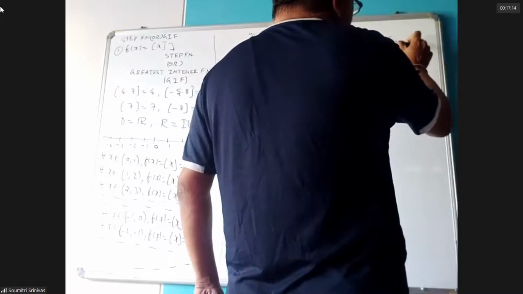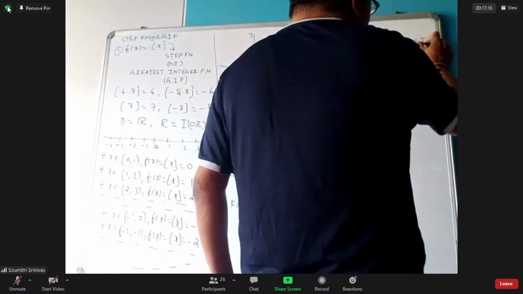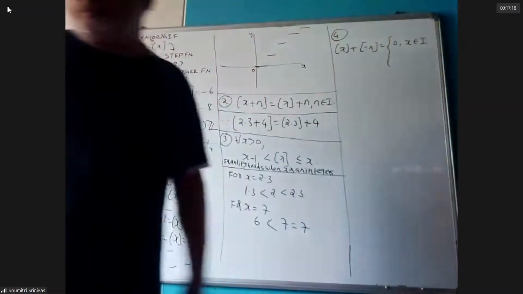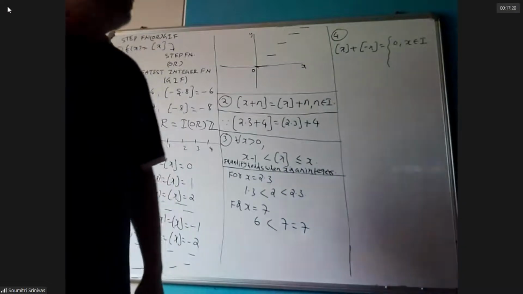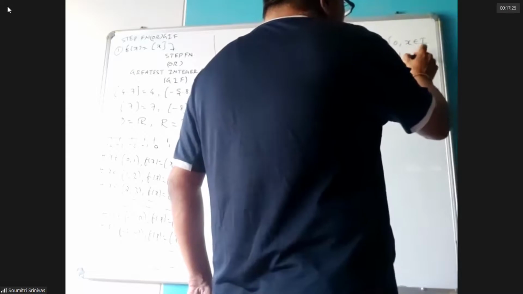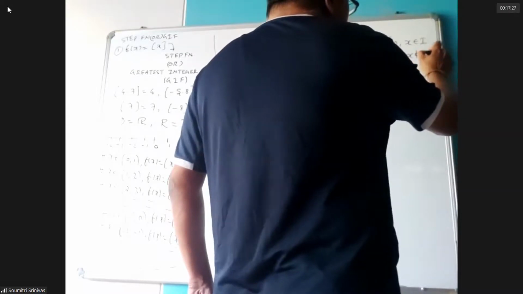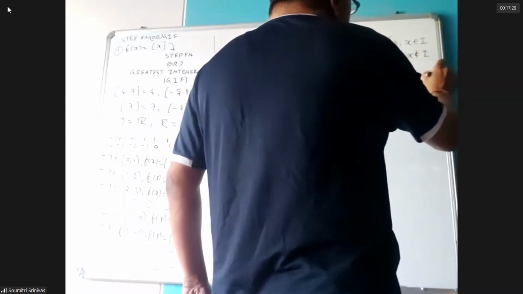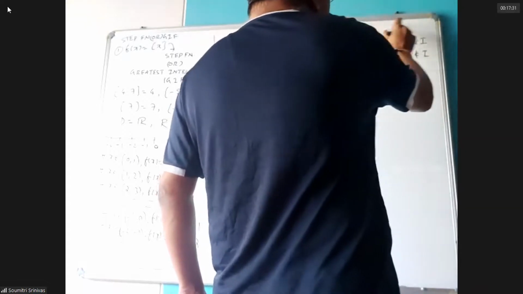Zero when x is an integer. I think it is minus one when x is not an integer. Very, very important property.